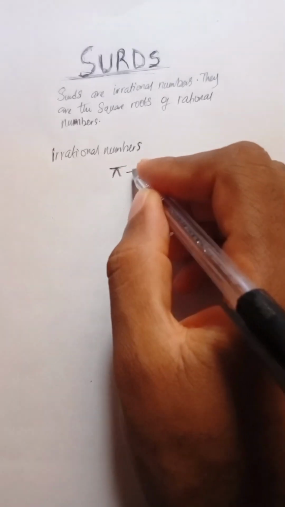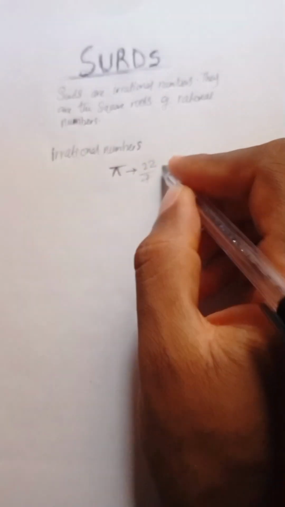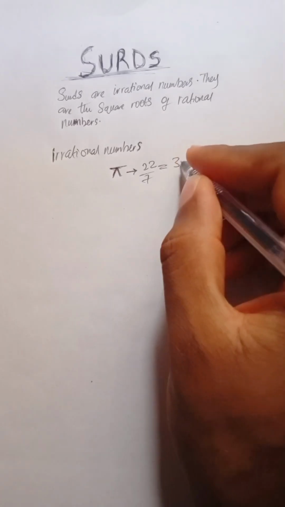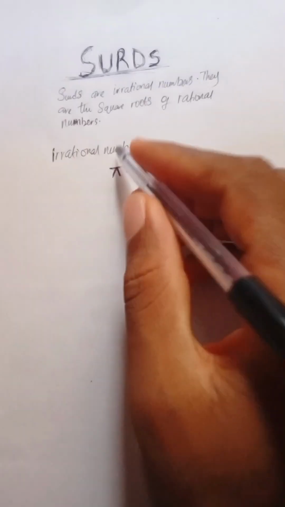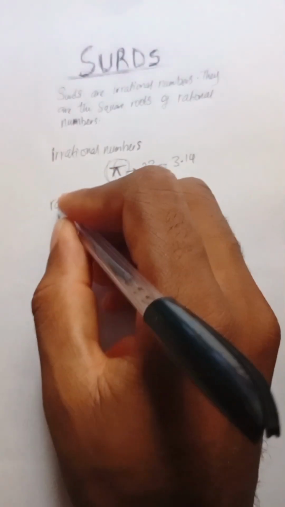The exact value of pi is 22 divided by 7, which is equal to 3.14. So this is an irrational number. Why rational numbers?